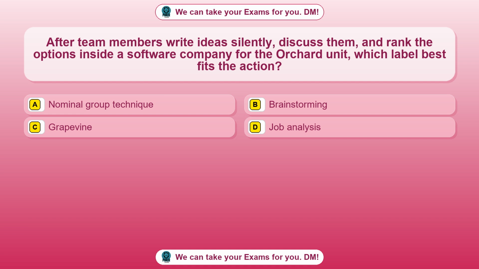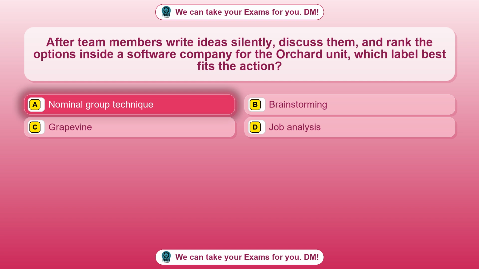Question 64. After team members write ideas silently, discuss them, and rank the options inside a software company for the Orchard unit, which label best fits the action? Option A, nominal group technique. Option B, brainstorming. Option C, grapevine. Option D, job analysis. The correct answer is option A, nominal group technique.